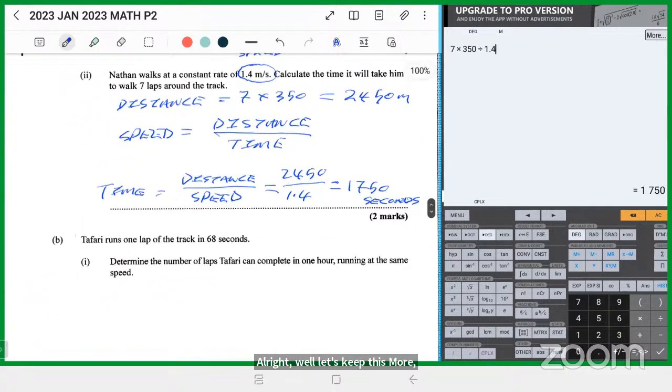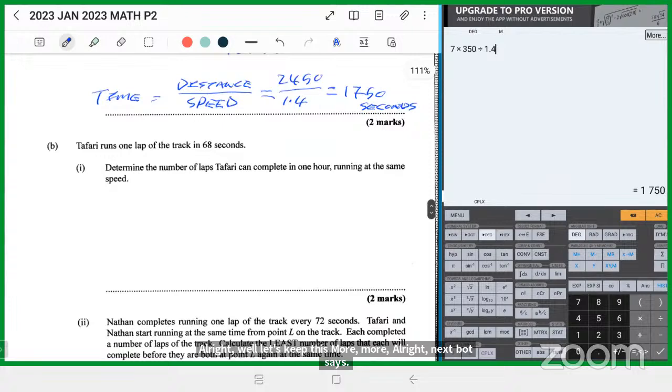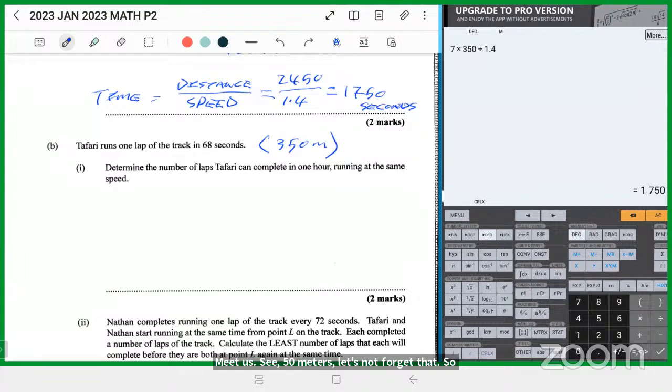All right, next part says, so Tafari runs 1 lap of the track in 68 seconds. So it takes 68 seconds to complete that one lap. Remember, the one lap is really 350 meters. Let's not forget that. So that's the time he takes to run this distance. He says, determine the number of laps he can complete in 1 hour running at the same speed.